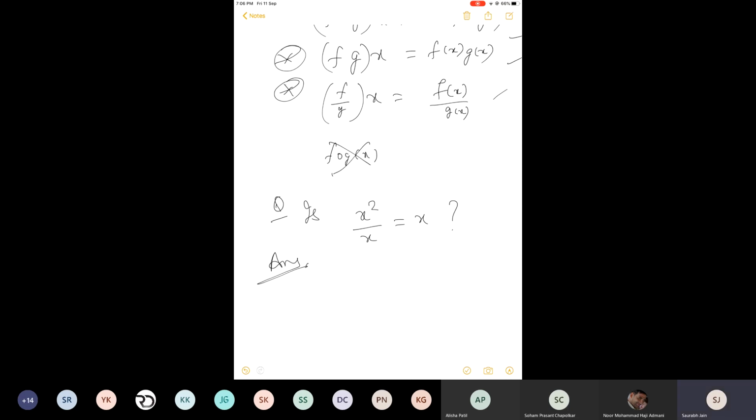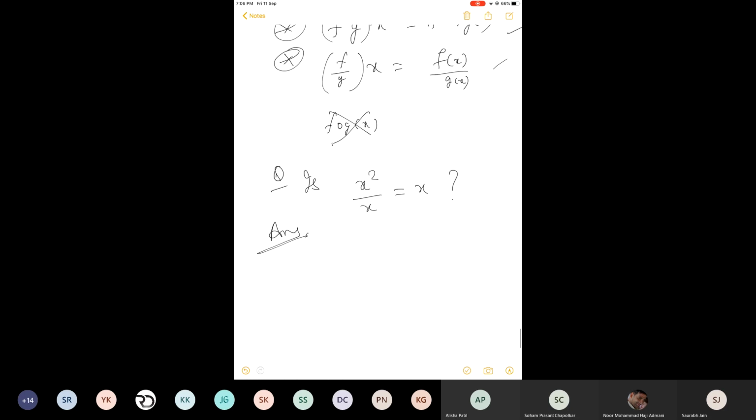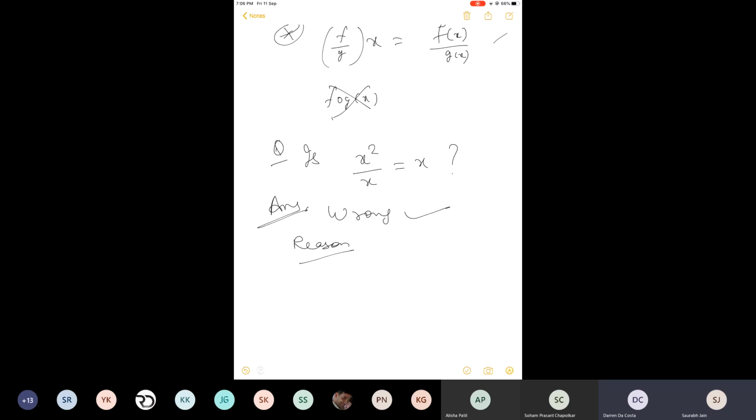x square upon x is equal to x, right or wrong? Wrong. Your first answer is correct. Now, what is the reason? It's not defined at x equals 0. Yes, that's correct, because see, LHS is x square upon x. Its domain is R minus 0. RHS is equal to x. Its domain is R. So the two cannot be equal.